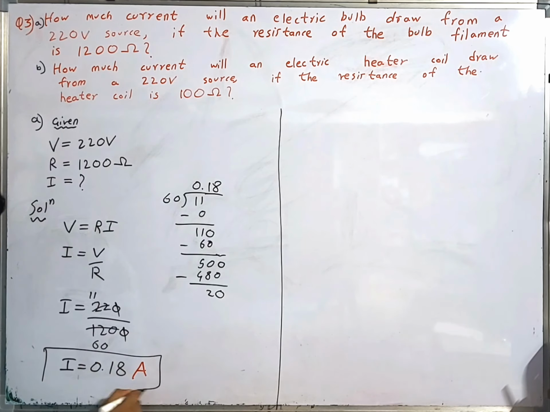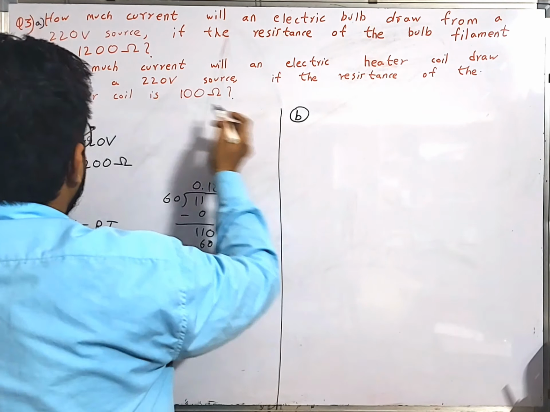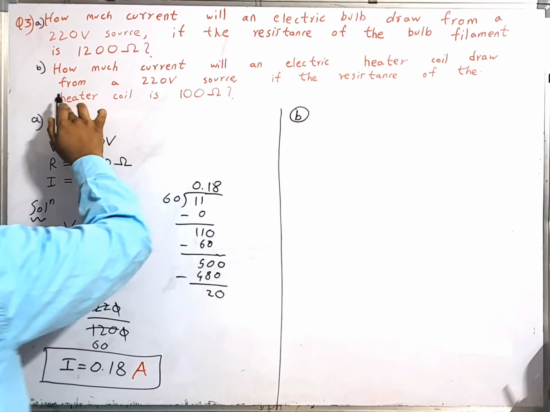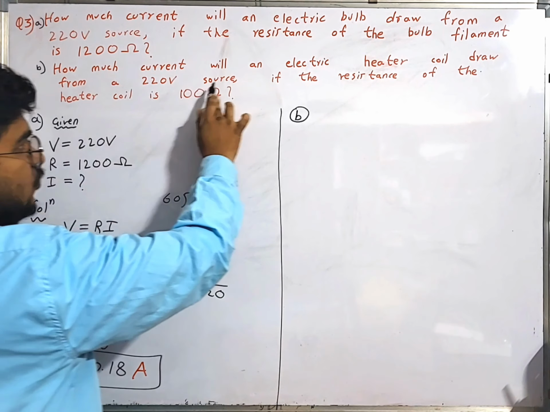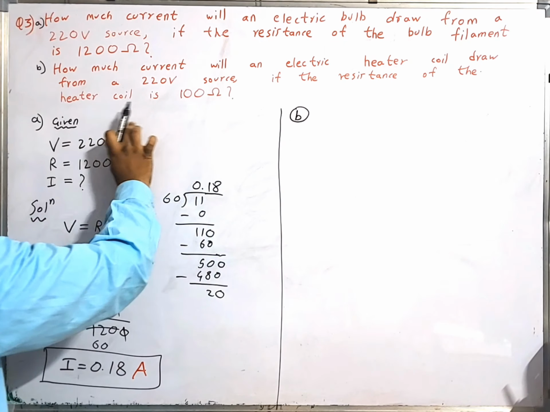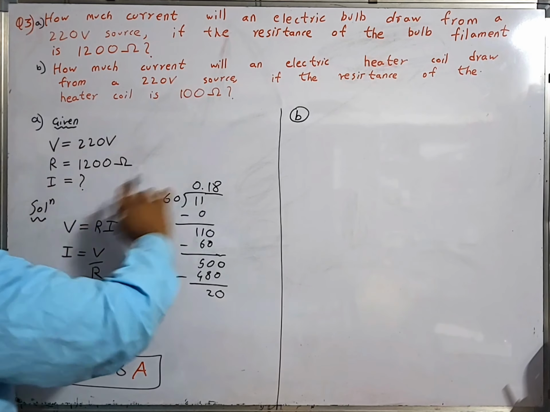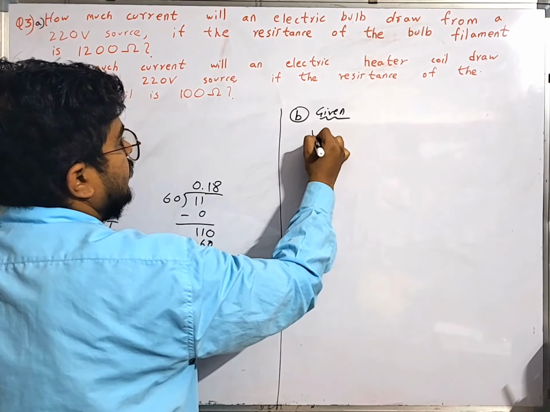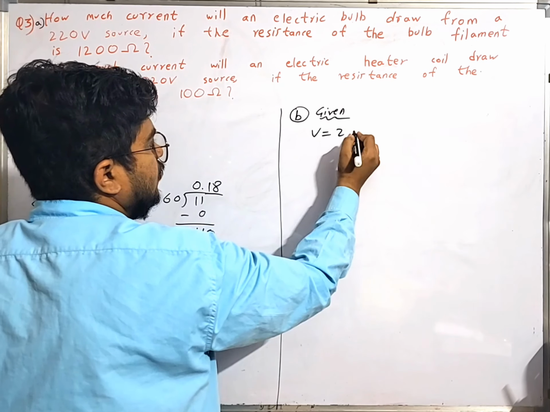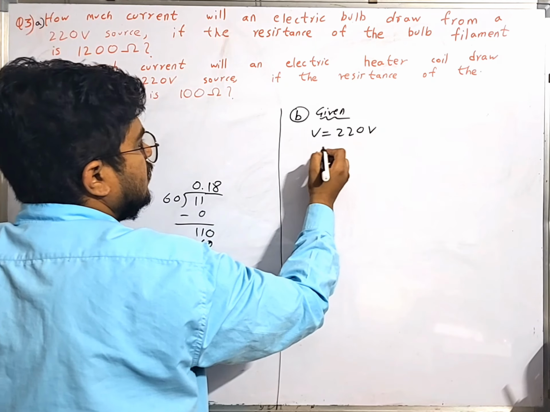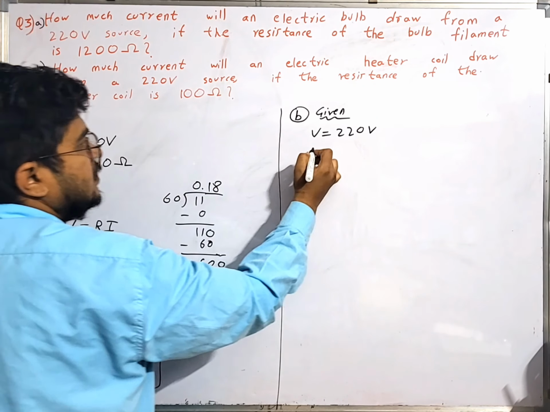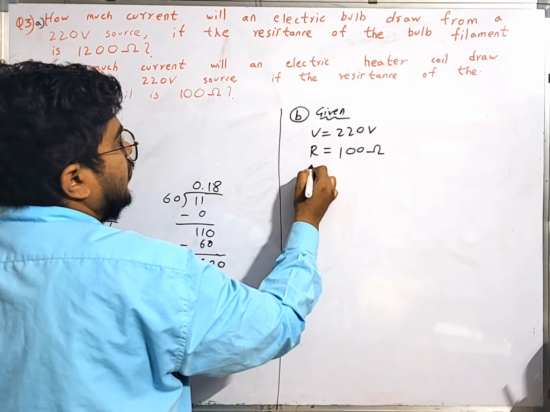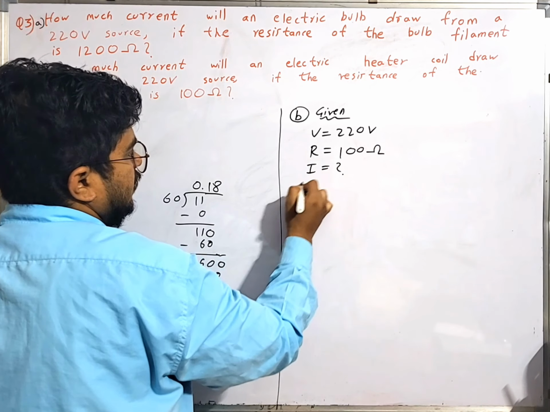Current is 0.18 ampere. Now the next question is, how much current will an electric heater coil draw from a 220 volt source if the resistance of the heater coil is 100 ohms? The given values are, V is equal to 220 volts. Then resistance is given, R is equal to 100 ohm, and we have to find out the current.